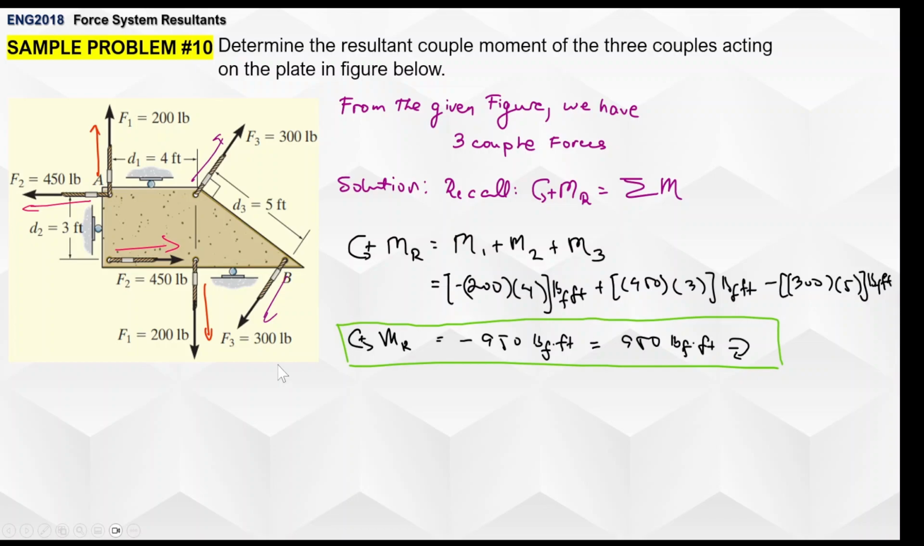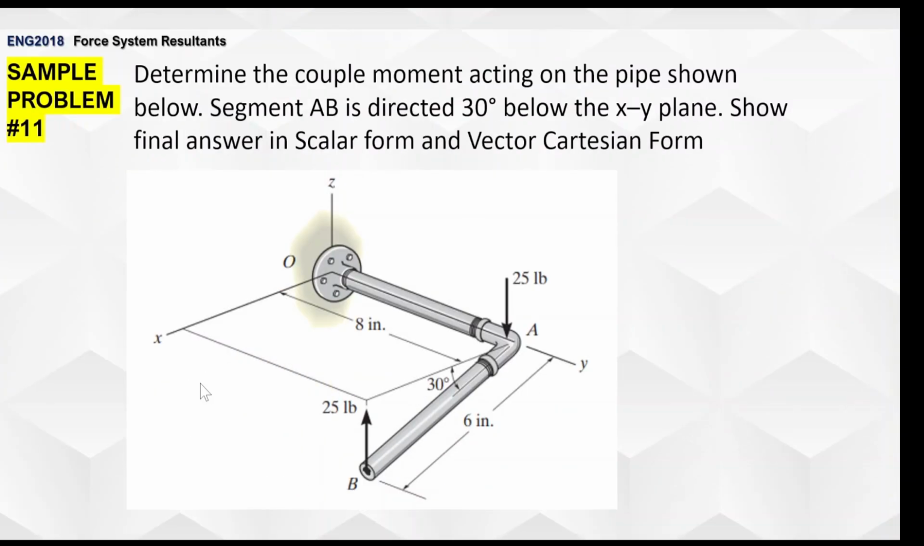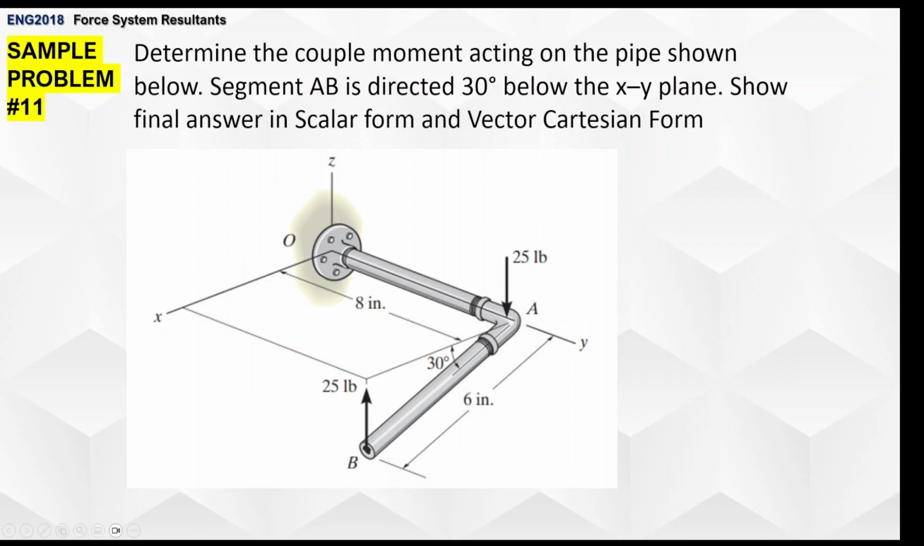We have one more example for couple moments. This looks pretty familiar to the one we did in part 1 on force system resultants. We're being asked to determine the couple moment acting on the pipe shown below. Segment AB is directed 30 degrees below the XY plane, so we have 30 degrees here. That's fine. That means this is also 30 degrees. Show the final answer in scalar form and vector Cartesian form, or Cartesian vector notation.